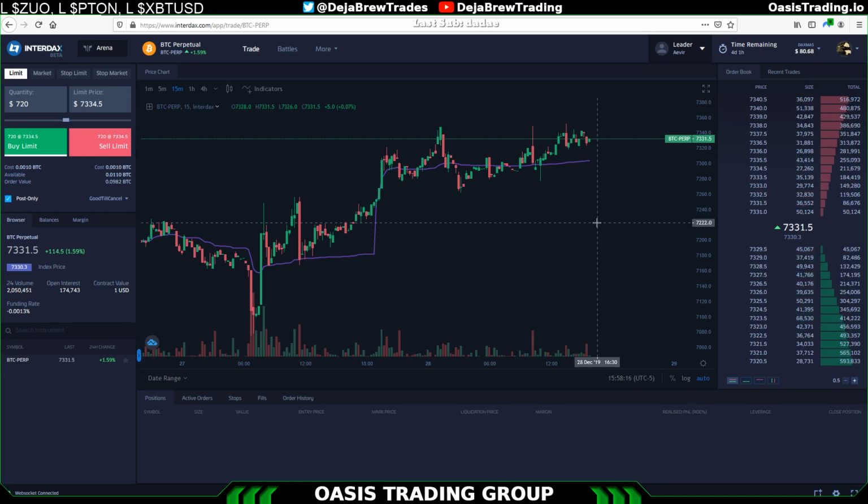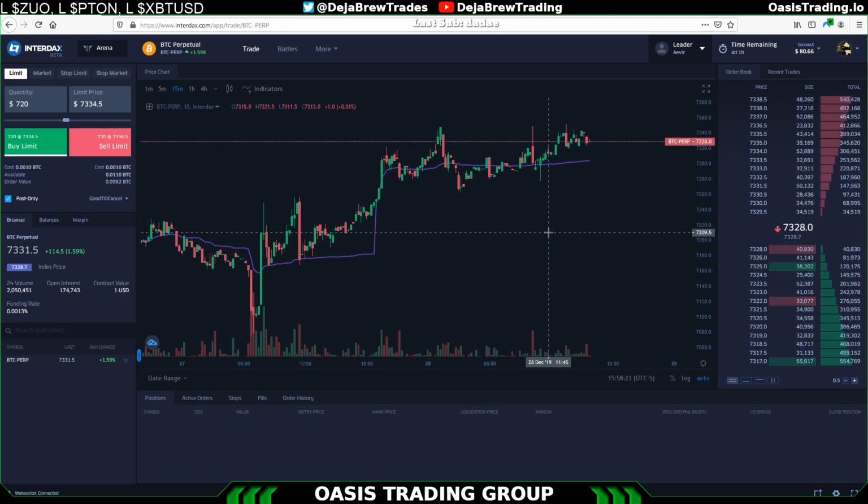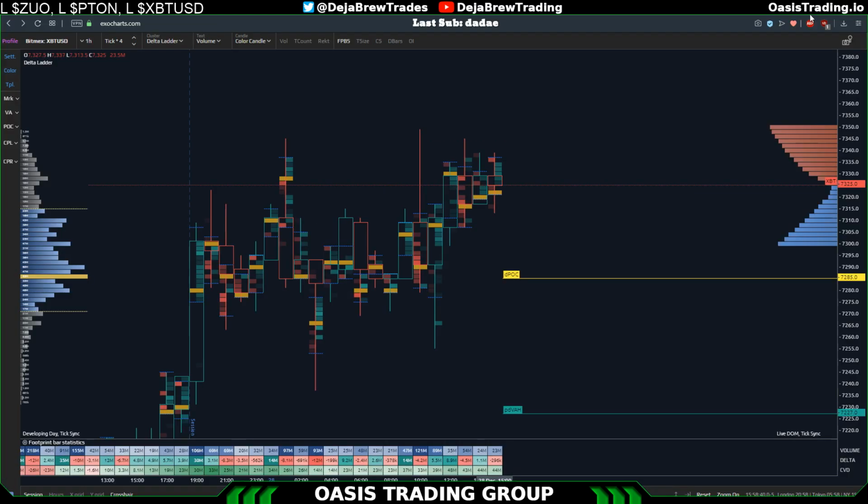VWAP is really flat along with that balanced profile, so you could easily be looking for a new range. Once you form that kind of balanced volume profile and you show some signs of buy pressure or sell pressure in whatever direction that pressure is going, you typically want to look for a new zone. It's the basic understanding of auction theory. You balance out, you look for a new range.